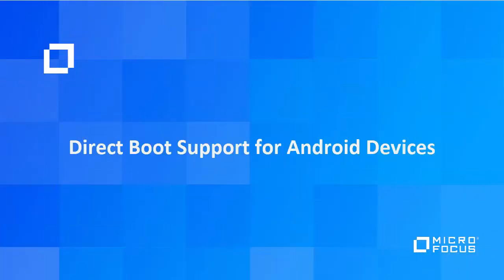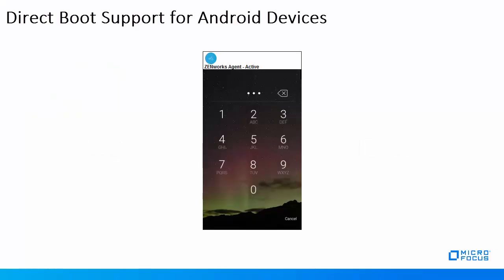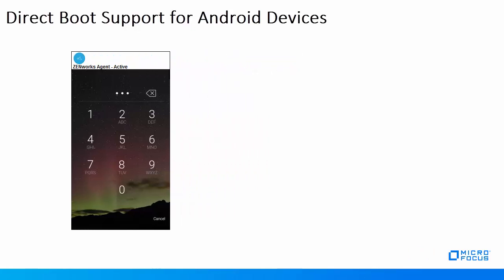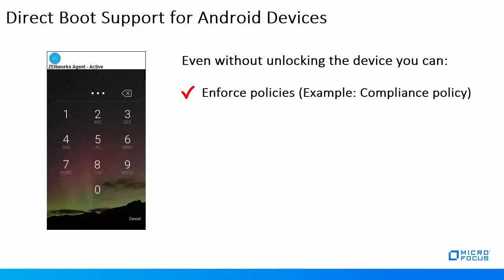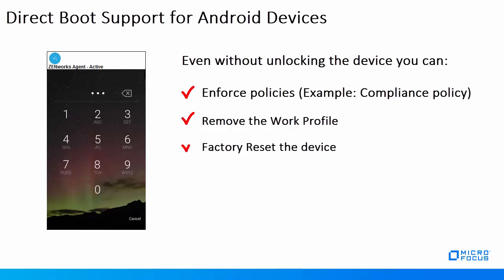Direct boot support for Android devices. In this release, ZENworks supports direct boot for Android 7.x devices. This feature enables the ZENworks agent to always be active on an Android device even before the device is unlocked after being rebooted. With this feature, administrators can enforce policies such as the compliance policy, remove the work profile, or factory reset the device even if the device has not been unlocked.